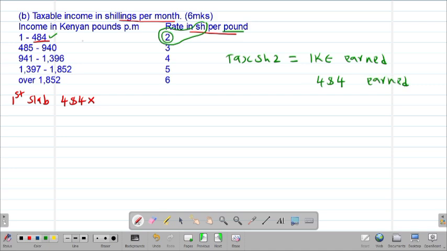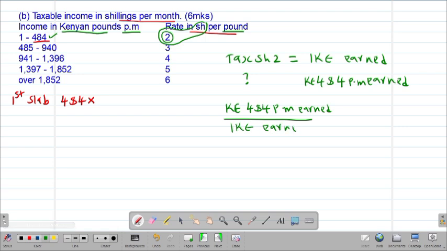This particular amount is coming from the table. Remember, the table is in Kenyan pounds per month. So if you do cross multiplication, we're going to have the Kenyan pounds being earned, 484 per month. We divide with 1 Kenyan pound that is supposed to be earned. Then we multiply with a tax of 2 shillings that is being deducted for every 1 Kenyan pound.